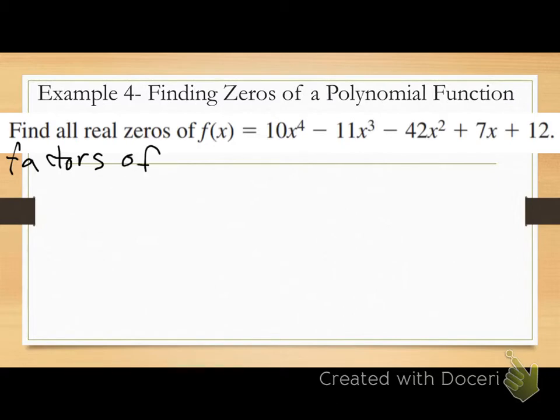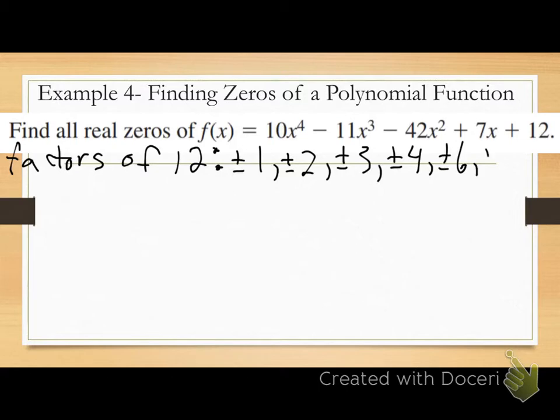What's my constant term? 12. So I'm going to list factors of 12. We already did that earlier, didn't we? Can I go through them pretty quick? Plus or minus 1, plus or minus 2, plus or minus 3, plus or minus 4, plus or minus 6, plus or minus 12. Everyone okay with that? There's my factors of my constant term.